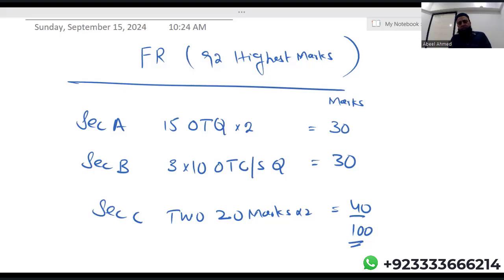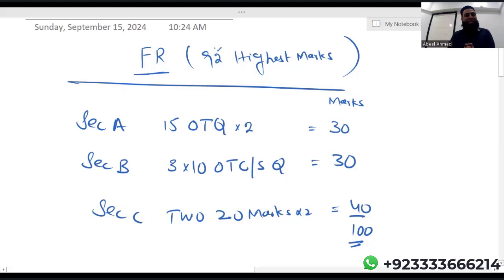So let's start FR. In this paper, FR, financial reporting, so far, the highest marks obtained by one of my students are 92. At that time, this paper was F7. And recently, if we go 2 or 3 attempts back, one of my students took 90 marks. So let's see who is going to get more than that in this attempt.